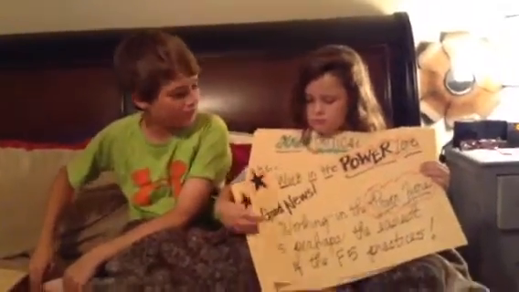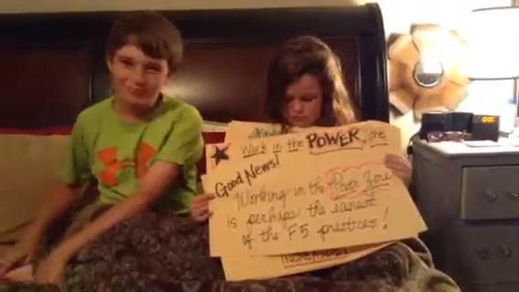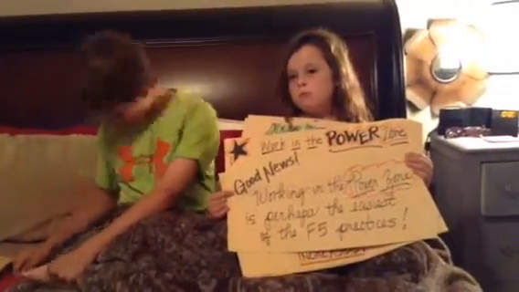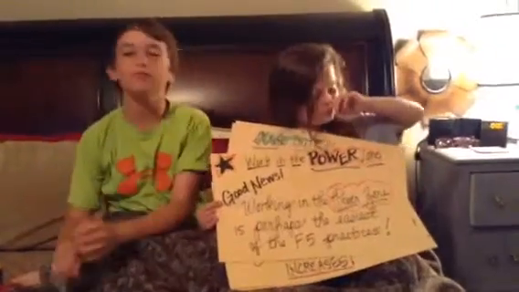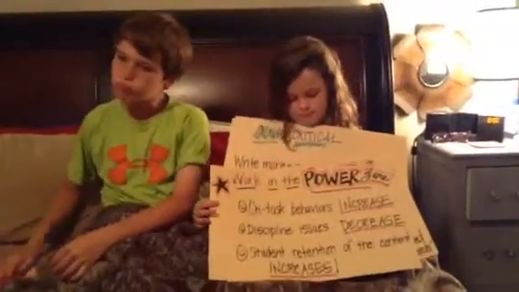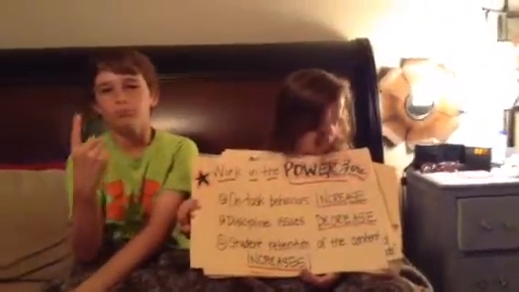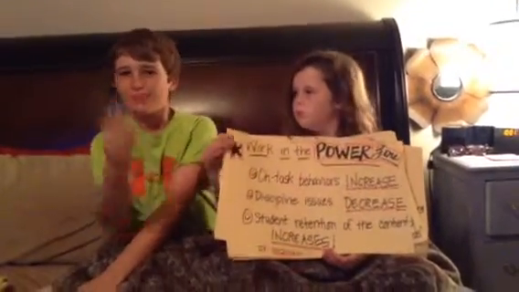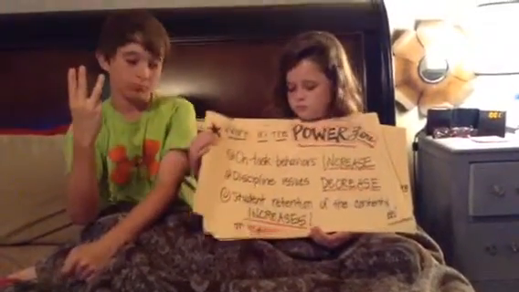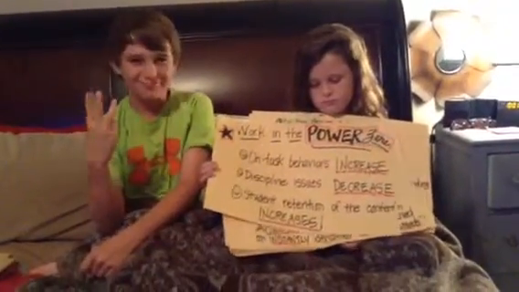All right, the second of the Fundamental Five is working in the power zone. So, the good news: working in the power zone is perhaps the easiest of the F5 practices. I know we all like easy, so this is a good place for us to start. Okay? When you are working in the power zone, these 3 things happen: your on-task behaviors increase, your discipline issues decrease, and student retention of the content increases. I know that each of us wants that in our classrooms. We want the students doing this so we can get maximum learning.